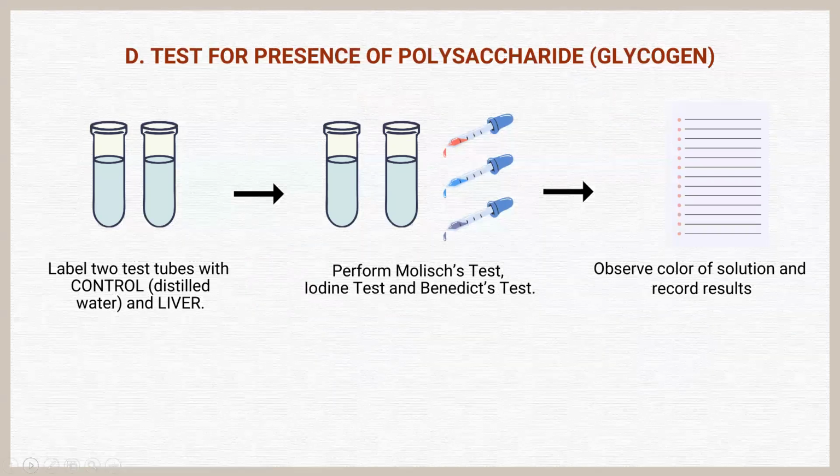So for the last test, it is the test for presence of polysaccharide glycogen. The first step is to label 2 test tubes, one with control, which is the distilled water, and the next test tube is for the liver. The next step is to perform the Molisch test, iodine test, and then the Benedict's test. The last step is you need to observe the color of the solution and record the results.